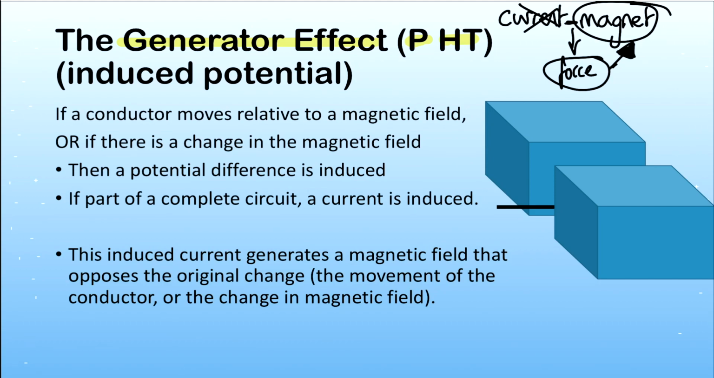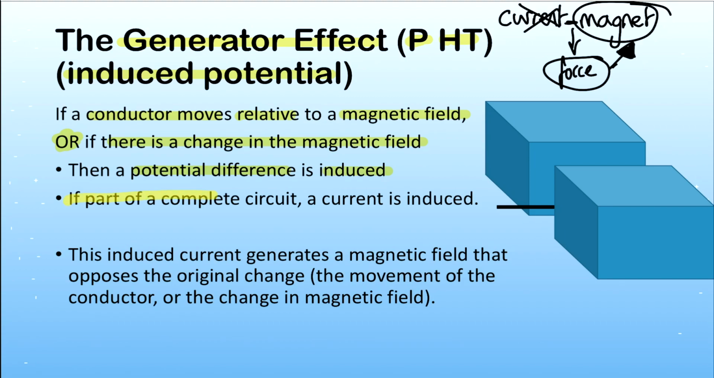So the generator effect creates something called an induced potential. This is the kind of explanation, the rule again taken from mark schemes. This is exactly how AQA want to see it written. If a conductor moves relative to a magnetic field, or there is a change in the magnetic field, then a potential difference is becoming induced. So we're creating a potential difference.